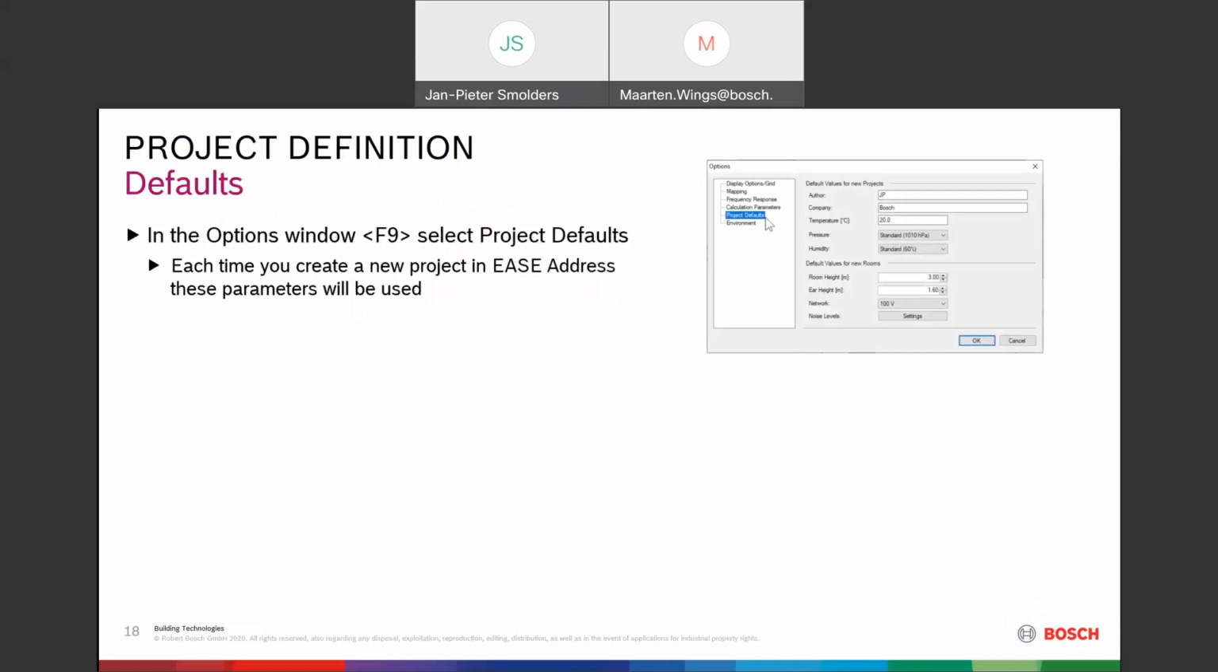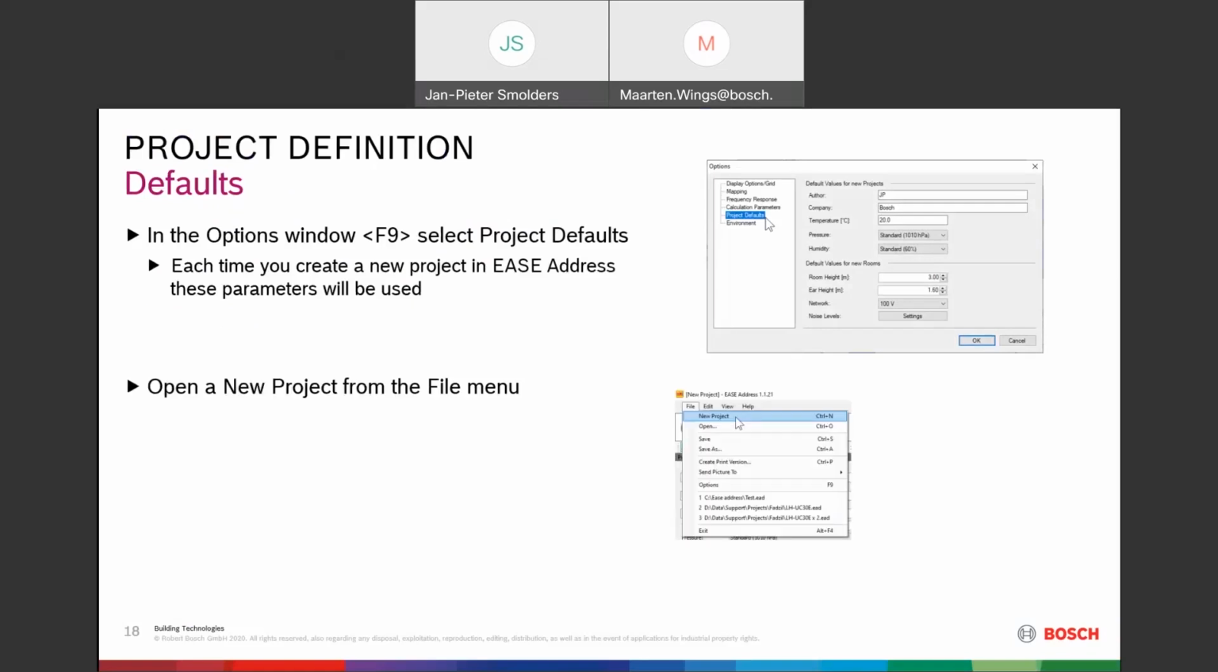Now, the first thing we do is project definition, the defaults of your projects. Like you see here on the right, if you press F9 and go to the project defaults, you can type in some parameters that will always be used once you open up EASE Address. Once you have done that, you go back to File and create a new project. So that's the first thing we'll do, open up a new project.